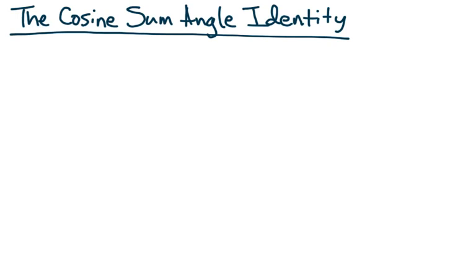In today's adventure, we explore the cosine sum angle identity. So the cosine sum angle identity tells us what to do with the cosine of a sum of two angles. So if we have cosine of an angle plus another angle, we can use this cosine sum angle rule.